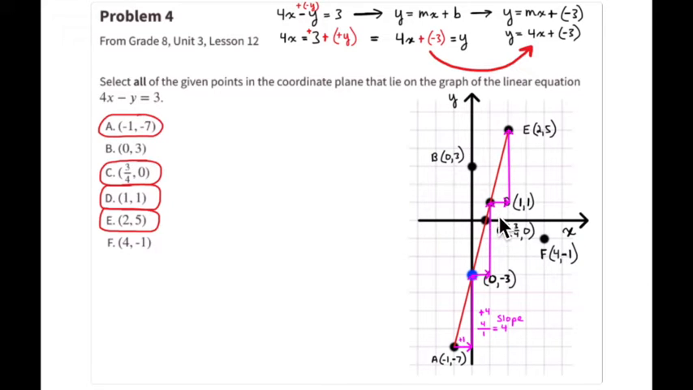So now what we can do is take each of these points, A, C, D, and E, and plug each of those points into this equation and see if they in fact do equal 3 on the left side, which is what the right side is equal to.